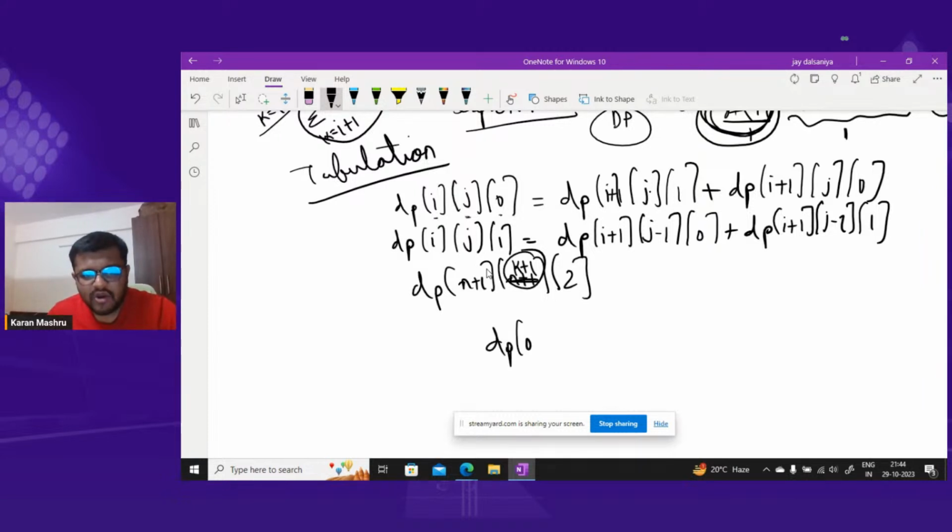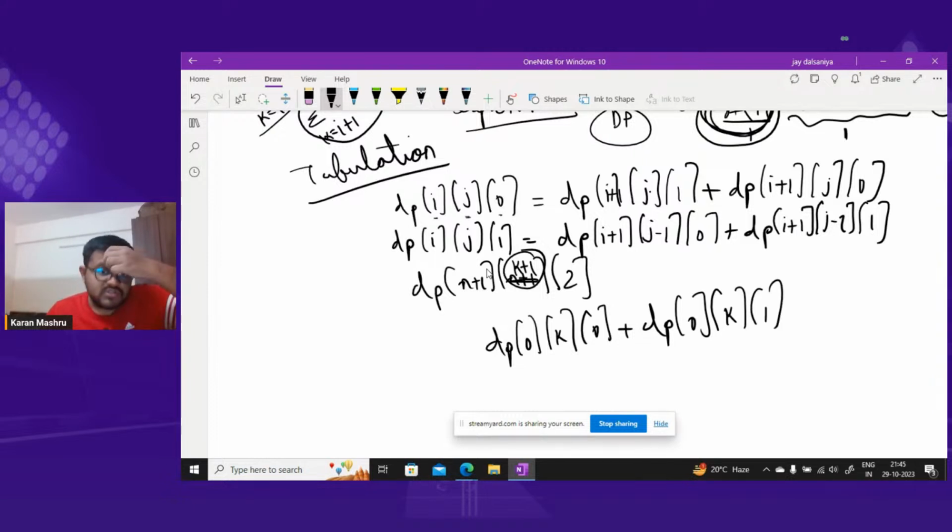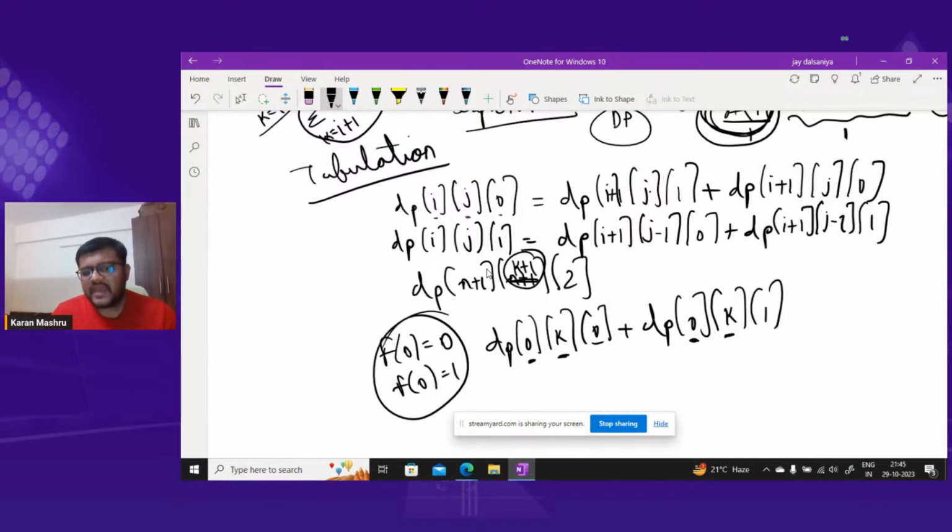I will return dp of 0, k, 0 plus dp of 0, k, 1, which basically denotes: consider all the suffixes starting with index 0 such that the summation of f values over that combination is k, and f of 0 has value 0, or consider the whole array, where the summation f value is k and f of 0 value is 1, because f of 0 value can be either 0 or 1. Okay, so finally we will return this.